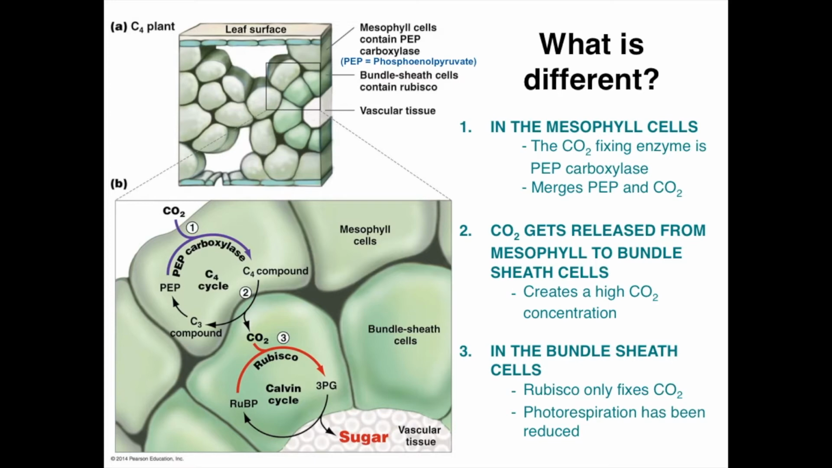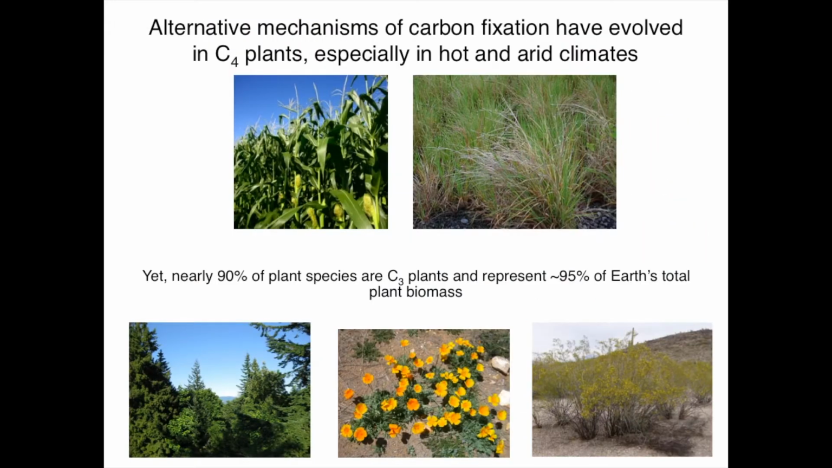So C4 plants, even though we might have a little bit of extra energy used up in the form of ATP during this process, and we have another enzyme, PEP carboxylase, this is way more efficient than what we've seen previously with plants that only use Rubisco. So this is a really fantastic fix for the photorespiration issue, right? C4 plants have found this workaround, even though they might have to use up a little bit of extra ATP and have an extra enzyme on hand. This is a really great way to reduce photorespiration.